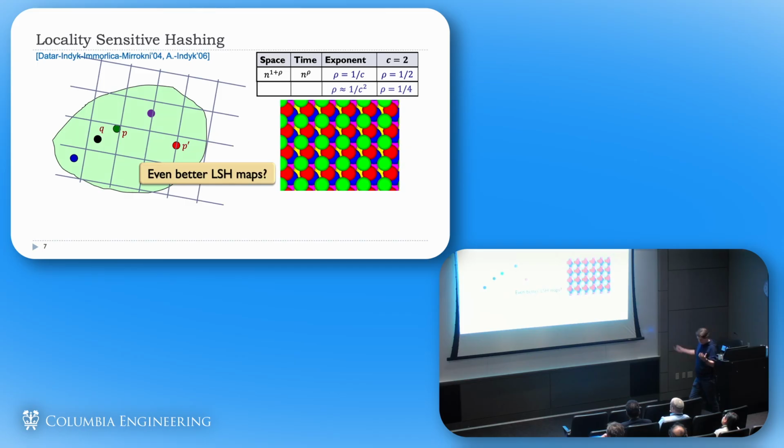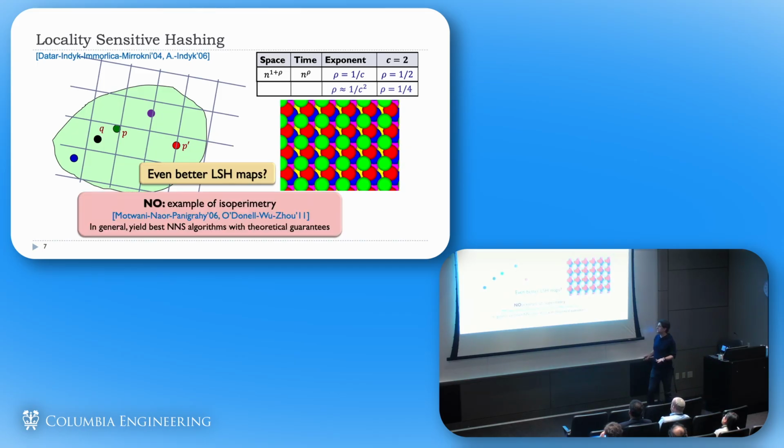So this is nice. You can ask, okay, this is cool, but can you do even better than this? And the answer is no. This is an example of isoperimetry. Using it for the analysis, you can prove that this is the best exponent that you can get. And in general, this approach, LSH, yields the best known theoretical algorithms for nearest neighbor search, where we have guarantees for approximation and so forth.